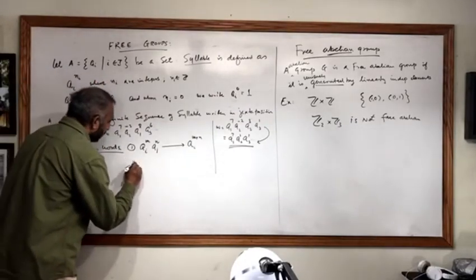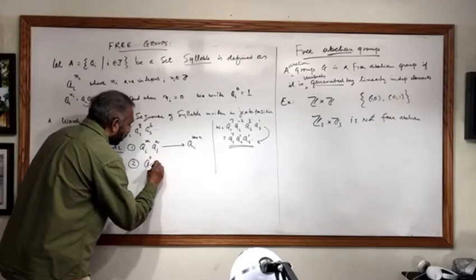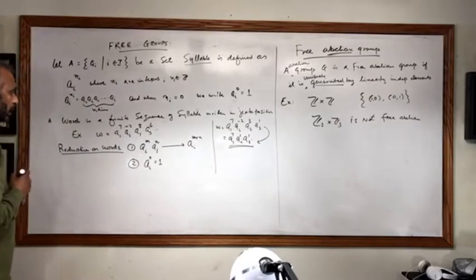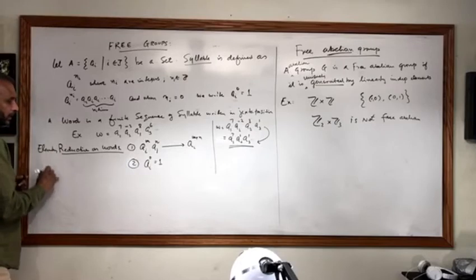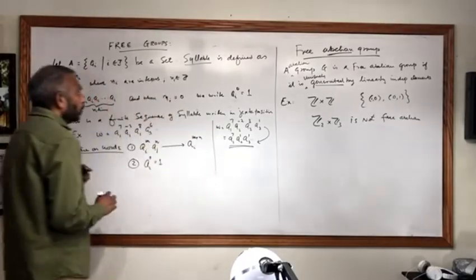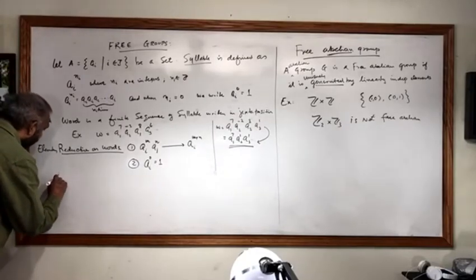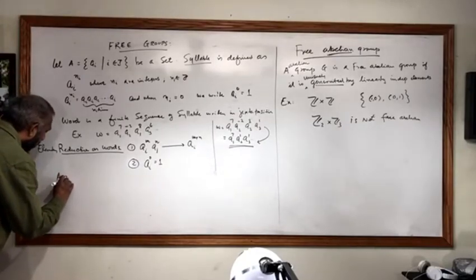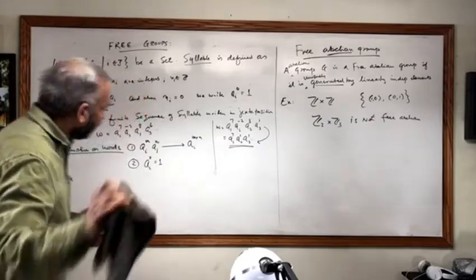Another reduction is a_i to the power of 0 is equal to 1. So these are called elementary reductions. So now we are ready to define a group, a free group, or let us start with defining the group, then we'll come to it as a free group.